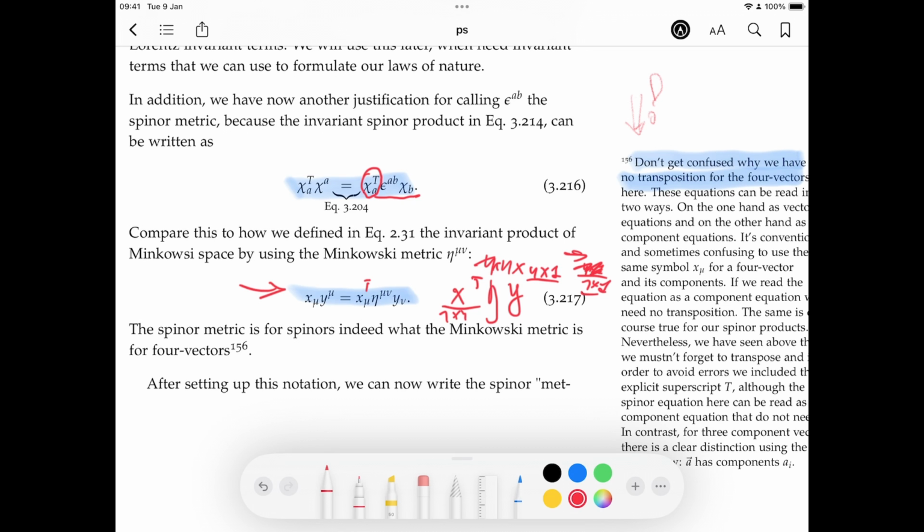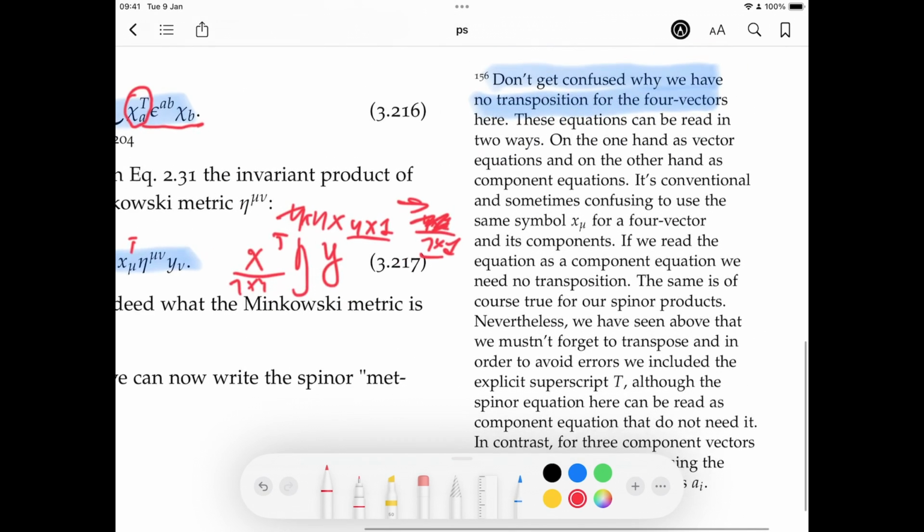Not a problem. Happens sometimes. Let me take a look at this note. Maybe that note will say something to us.